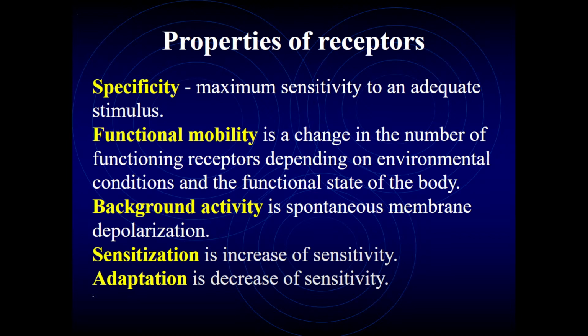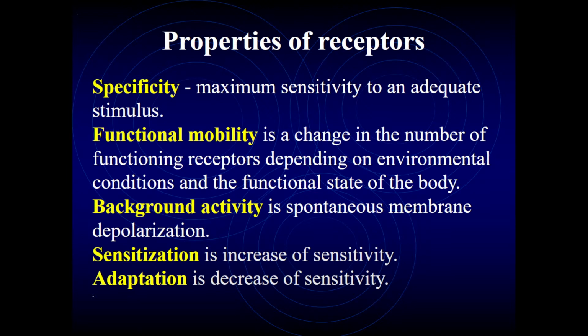What means specificity? Specificity is maximum sensitivity to an adequate stimulus. For example, adequate stimulus for visual receptors is light. Photoreceptors are maximally sensitive to photons, to the light energy. Adequate stimulus for hearing analyzer is sound.